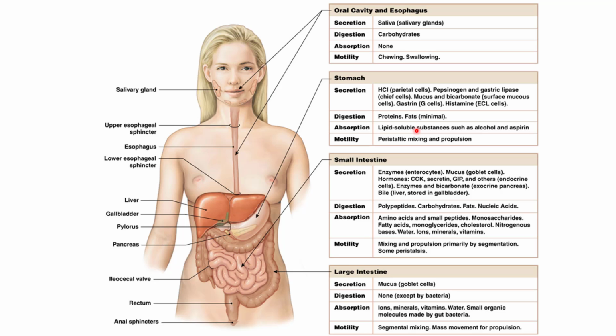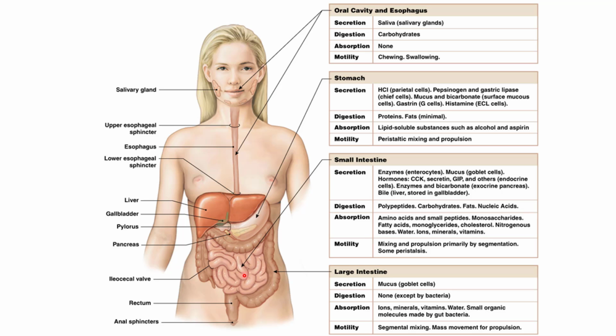Fats, there's a little bit of digestion in the stomach that occurs with fats, but it's less than 1/3 of the total fat digestion that would occur in the stomach. As far as absorption goes in the stomach, the only compounds that are absorbed are those that are lipid soluble, and that's substances like aspirin, alcohol. None of our biomolecules like that we think of, the carbohydrates, amino acids, those things aren't absorbed. And the motility is primarily peristaltic.